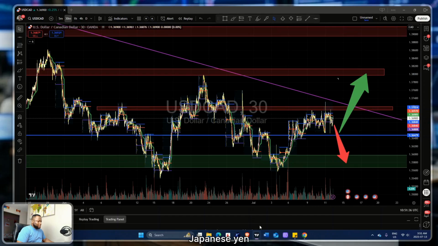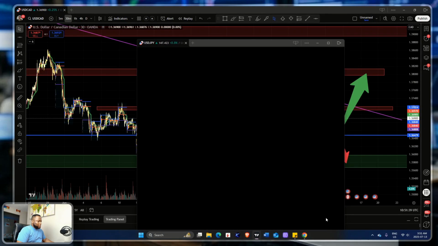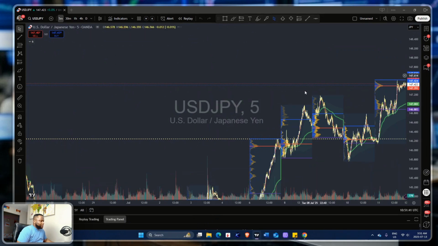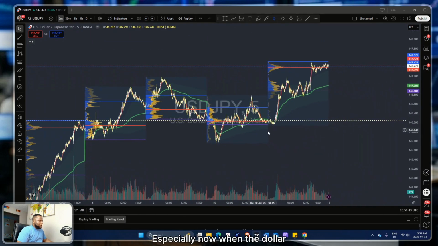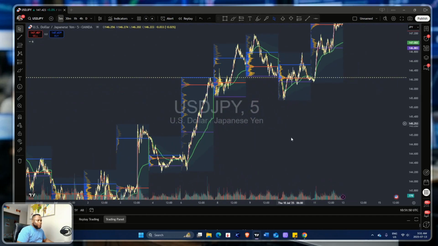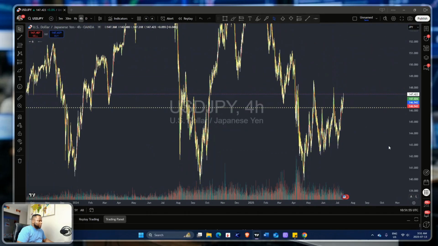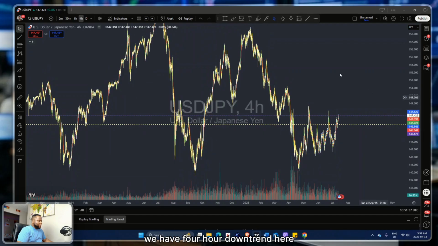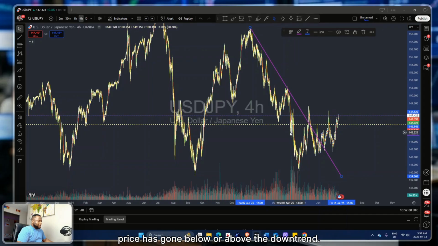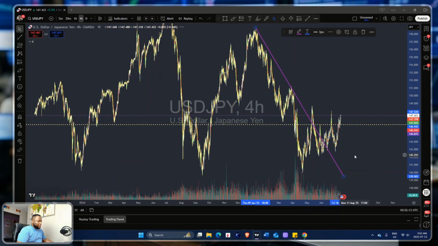Let's do the Japanese yen, USD. I haven't done analysis on this for a long time, but it's a good pair to trade, especially now when the dollar is getting stronger. Picture perfect 4-hour downtrend. So all can see we have a 4-hour downtrend here, which has been broken, or I would say price has gone above the downtrend. 1, 2, 3, 4-hour downtrend here.